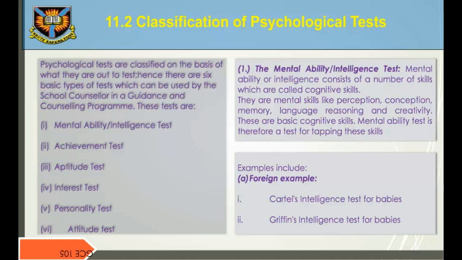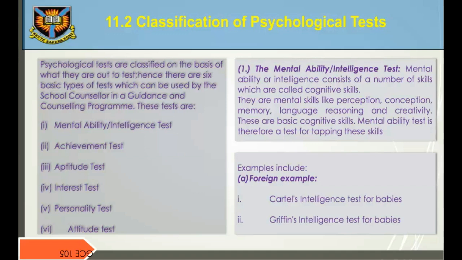1. Mental ability or intelligence test. Mental ability or intelligence consists of a number of skills which are called cognitive skills. They are mental skills like perception, conception, memory, language, reasoning, and creativity. These are basic cognitive skills. A mental ability test is therefore a test for tapping these skills.